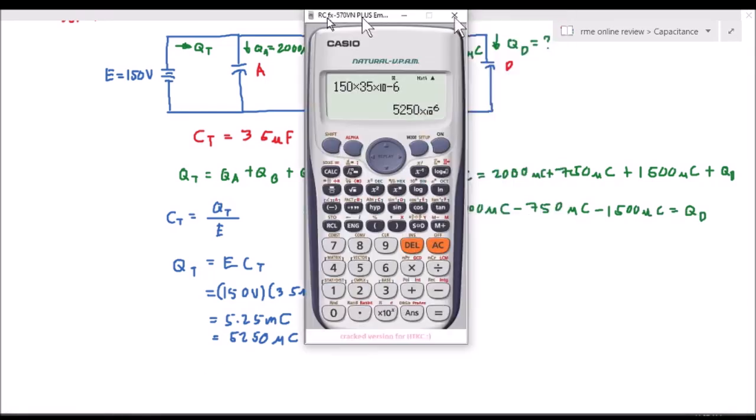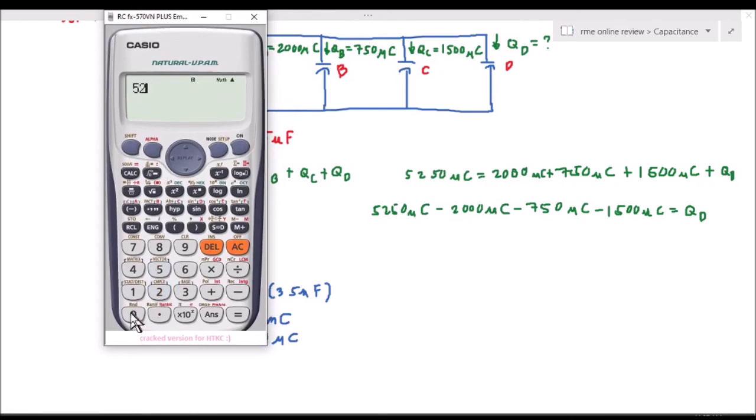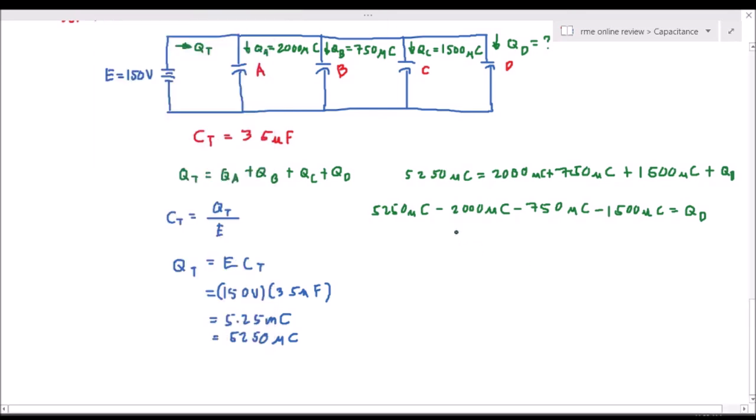So we have 5,250. We can neglect the micro because all of their units are in micro. Minus 2,000 minus 750 minus 1,500, and this is equal to 1,000 microcoulomb, and this is now our QD. This is now our answer.